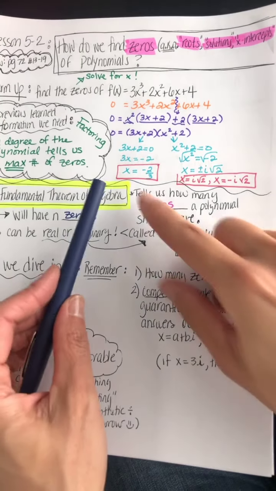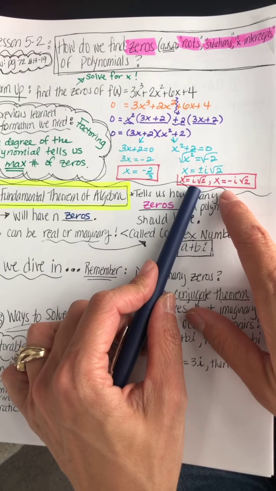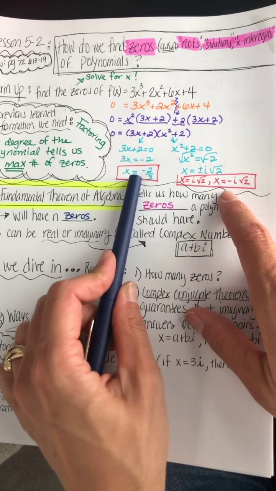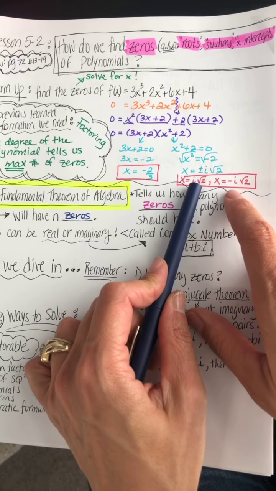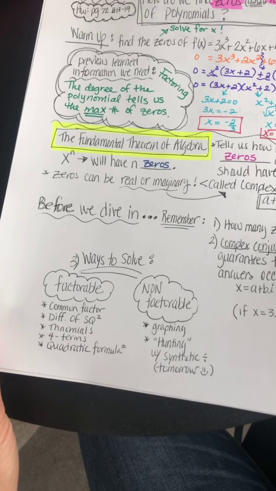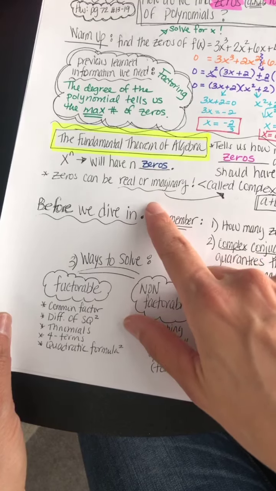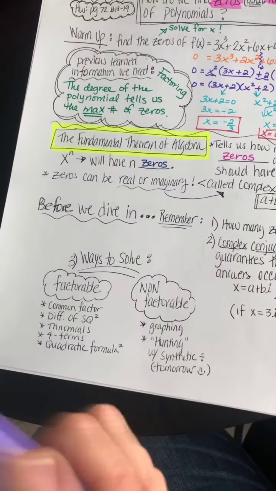The problem is only one of these is a real number. These 2 are imaginary numbers. So we would see this one on the graph. This would be where it crosses the x-axis. But these we wouldn't see because they're imaginary. But they exist. So zeros can be real or imaginary, like I just said.